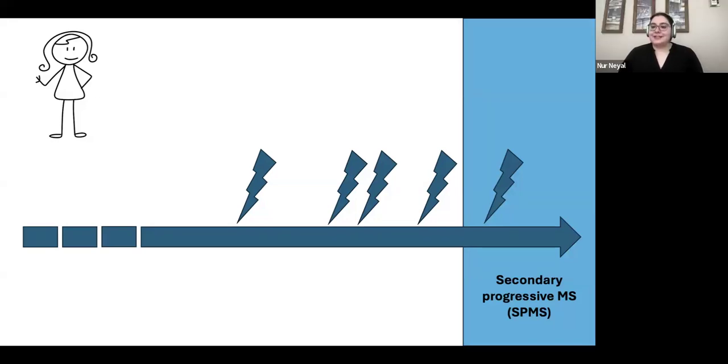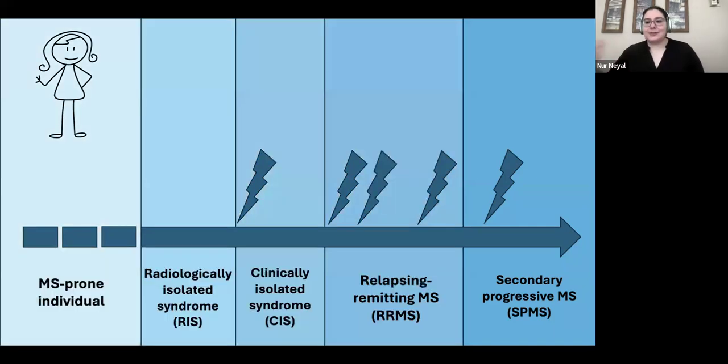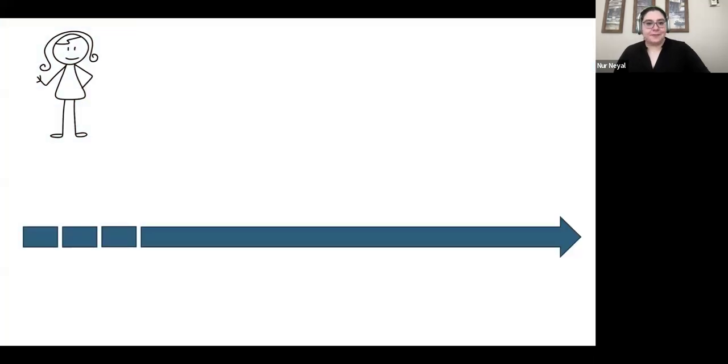And if she starts developing a progressive worsening of the neurological symptoms, then she has entered the progressive phase. Since she had relapses in the beginning, we're going to call her secondary progressive MS. But all I wanted to show you is that it is a continuous spectrum, and relapses and progression are not mutually exclusive. The patient can still have relapses in progressive phases. It's just rarer than in the relapsing remitting phase.